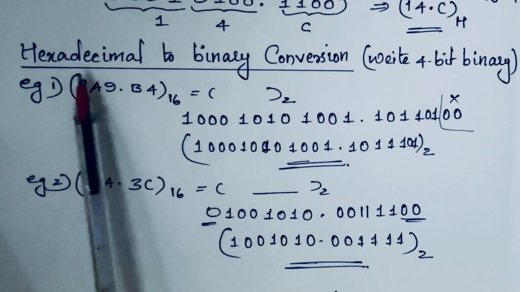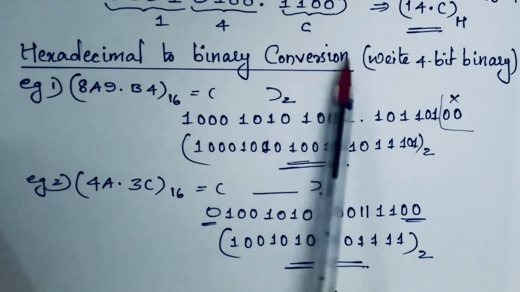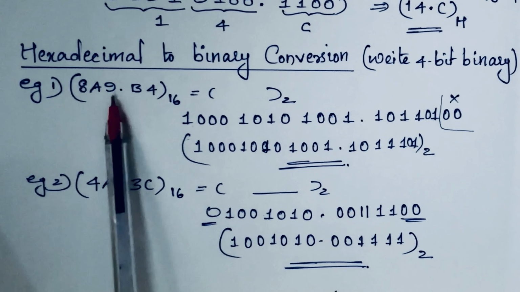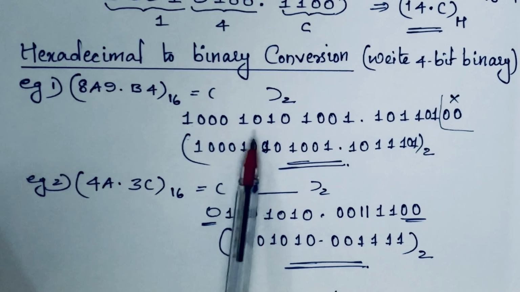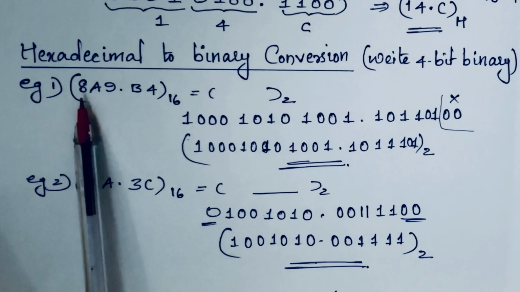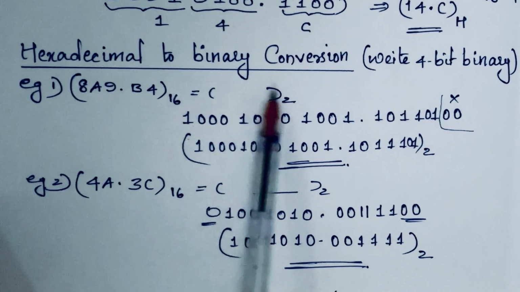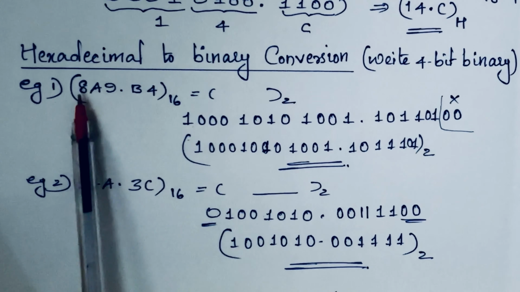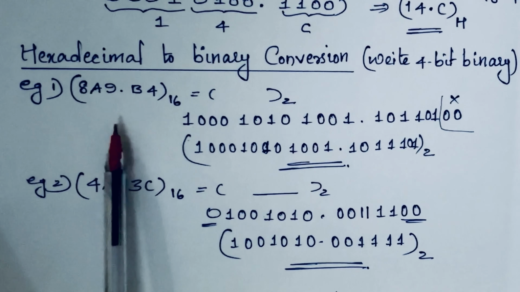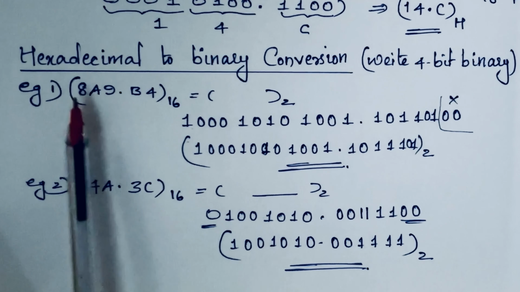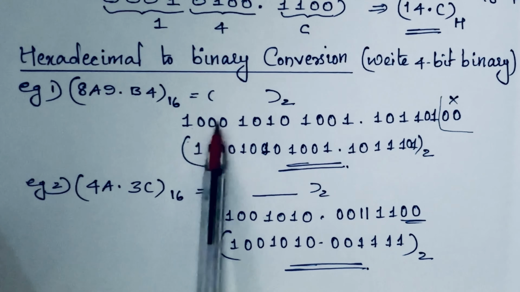Now, if you want to convert any hexadecimal number to a binary number, what we need to do is, for each hexadecimal digit, we write the 4-bit combination of binary. So for example, we want to convert the hexadecimal number 8A9.B4 into binary. For each digit, we write the 4-bit combination. The first digit is 8, and for 8 the 4-bit combination is 1000.